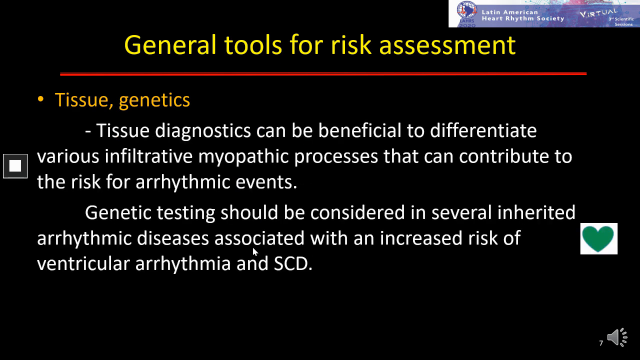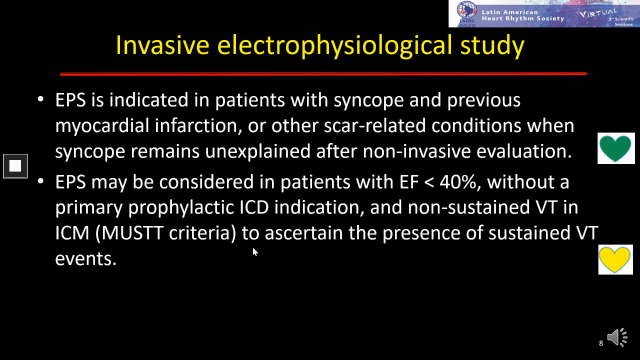Third, the tissue and the genetic. Tissue diagnosis can be beneficial to differentiate various infiltrative cardiomyopathies that can contribute to the risk for arrhythmia events. And genetic testing should be considered in several inherited arrhythmia diseases associated with an increased risk of ventricular arrhythmia and sudden cardiac death. Last, the invasive electrophysiology study.